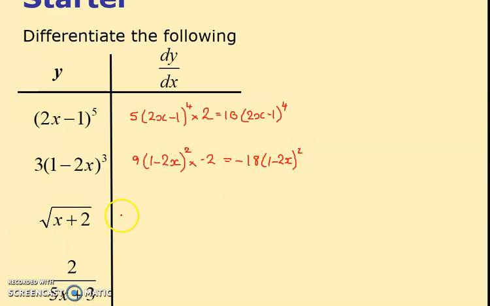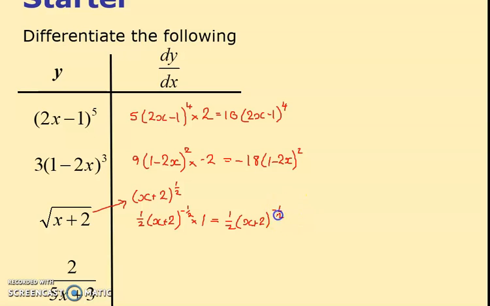This next one, well, obviously first thing to do is to note that this is really (x plus 2) to the half. And you'll notice all of these are the same. I times by the front, half lots of (x plus 2). Now lose a power, so it's the minus a half. And here I've got a times by, well, it's actually times by 1. So my answer is a half lots of (x plus 2) to the minus a half.